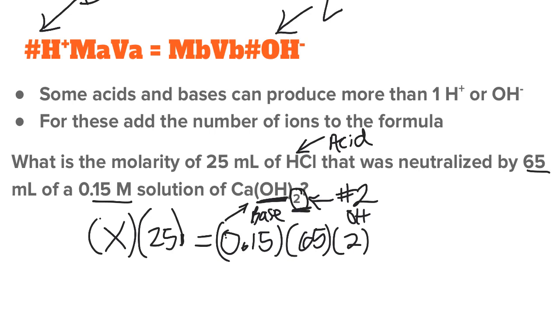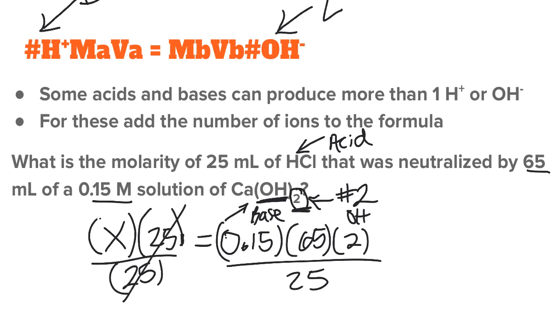Just like before, we're solving for X, and so we want to get X by itself. So what we're going to be doing is dividing both sides by 25. So 25 ends up canceling out. We're going to take 0.15 times 65 times 2, and whatever that answer is, divided by 25. Then we're going to round to 2 decimal places, and we're going to come up with 0.78 capital M, because it's asking for molarity.